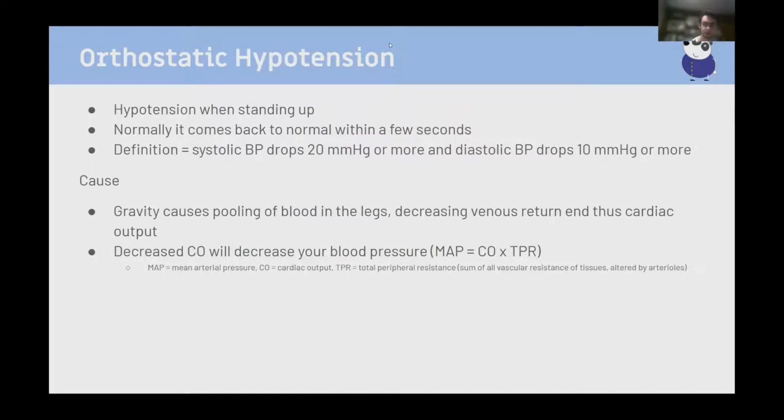And yeah. Sorry, just a question. Someone's asked, how would you measure the drop if it occurs in a few seconds? I'm not sure, to be honest. I suppose you wouldn't be able to do it by the normal cuff. Oh, I think they do talk about it in clin skills.